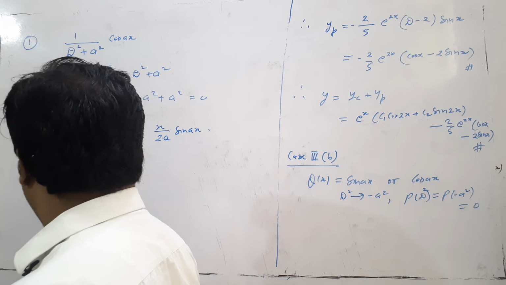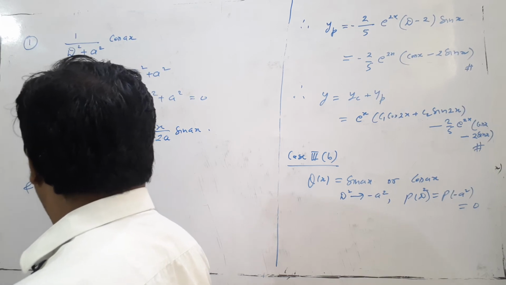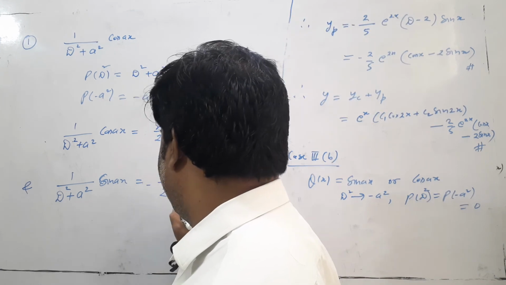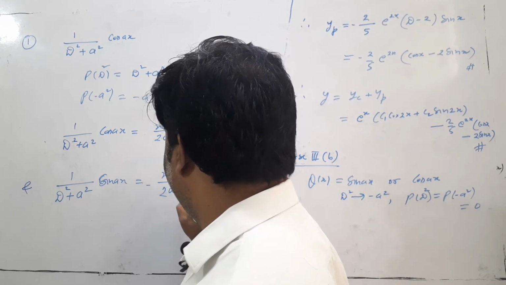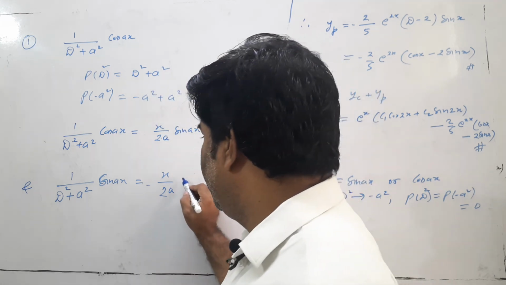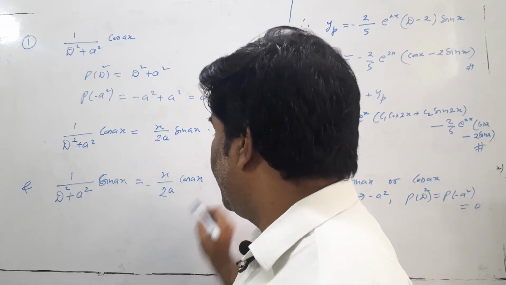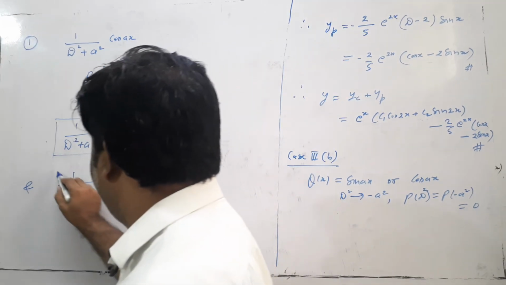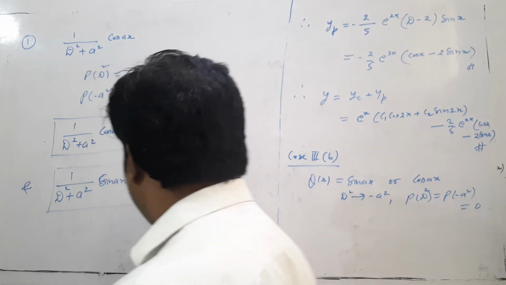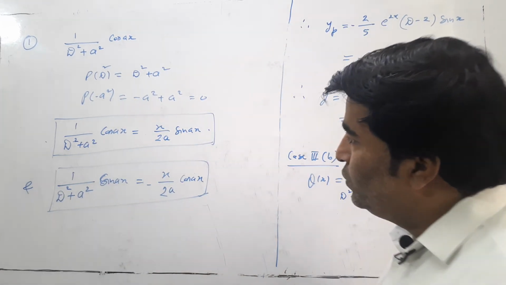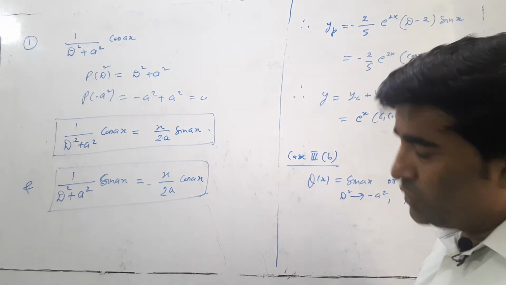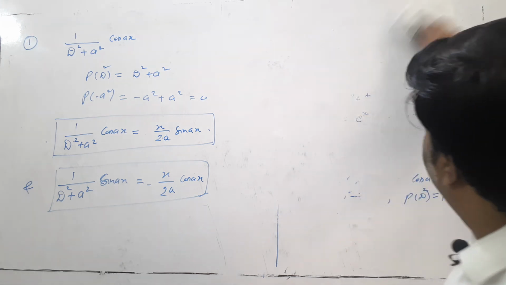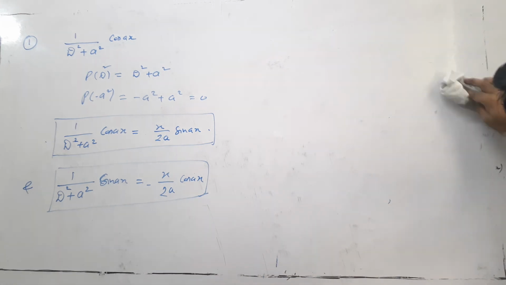Similarly, the value of 1 upon d square plus a square, sin ax. The integral of sin ax is minus cos ax upon a. So we have minus x upon 2a, cos ax. Here we use these two important formulas. We can also prove these formulas with the help of the exponential function. So now we prove these two formulas.